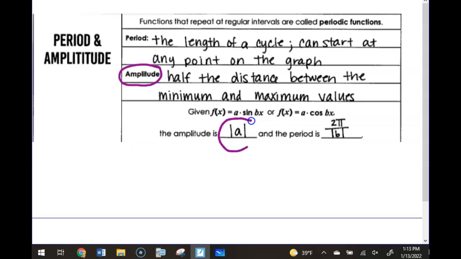What does this mean? Which makes it what kind of a number? Positive. So the amplitude is always positive. What in that definition tells you it's going to be a positive number? Do we have negative distances? Okay. Distance is always a positive number.